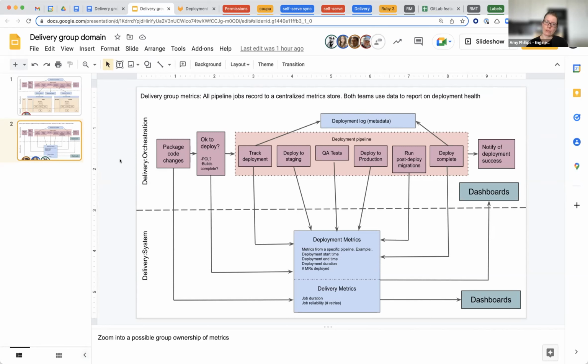And then on the orchestration side, this gives us a place where all of our jobs in all of our pipelines can just be pushing in data that ends up giving us a really complete set of metrics. And both teams can use the metrics service to pull out dashboards that we need. So we get orchestration contributing into something that system has created, and both teams are able to pull information out from the other side.